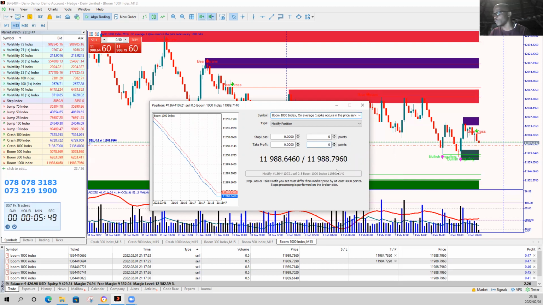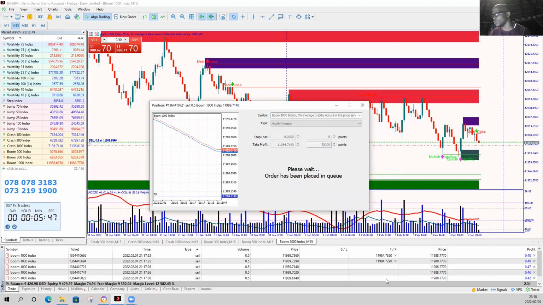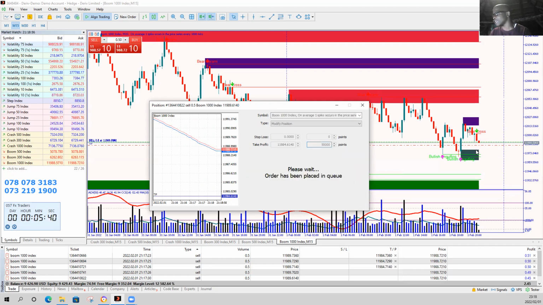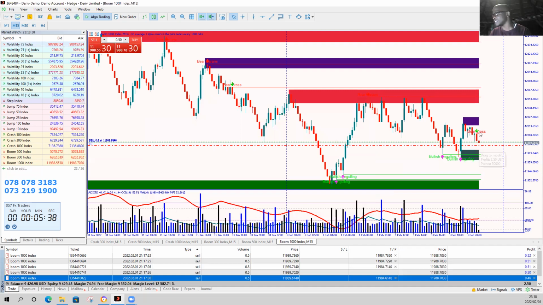I'll explain to you further what more things you can do to confirm before you take a trade. As I said earlier, you can't take a trade just like I took a trade. If the signal happened just in the middle of nowhere, this signal must be right on top of this purple block, which is the resistance.